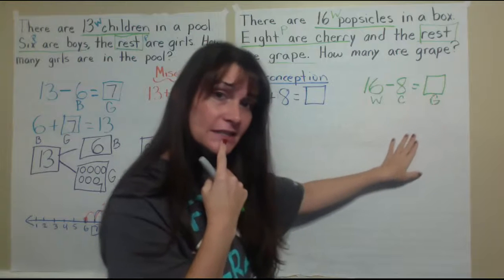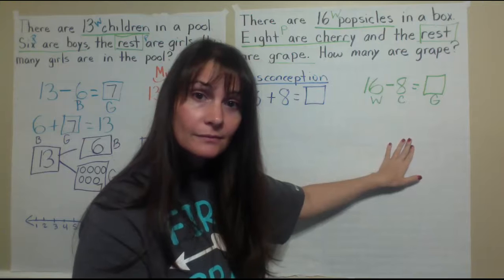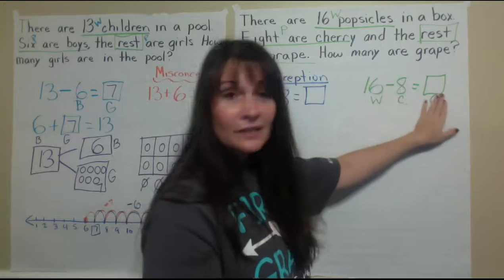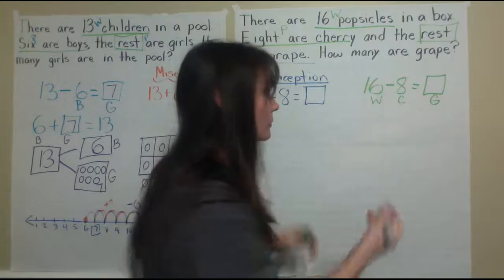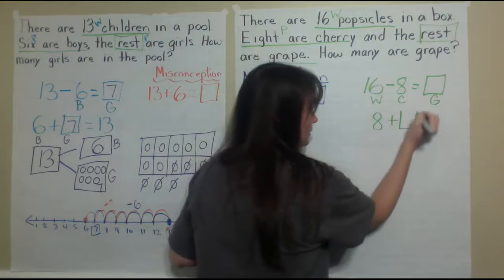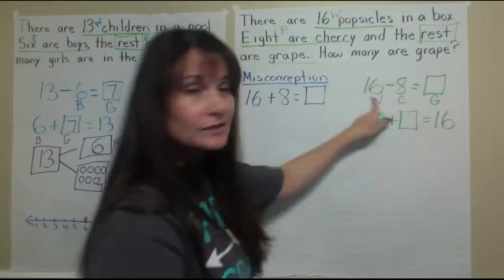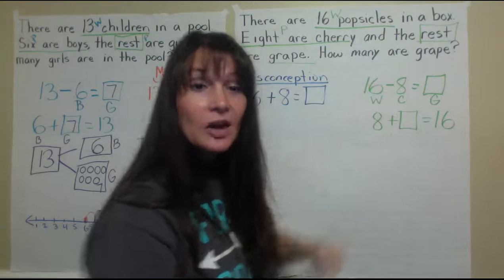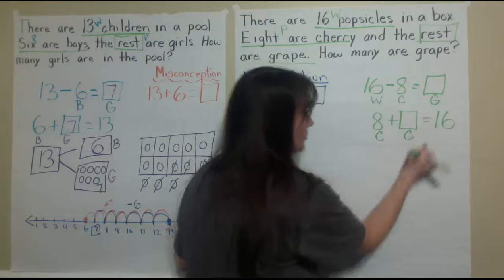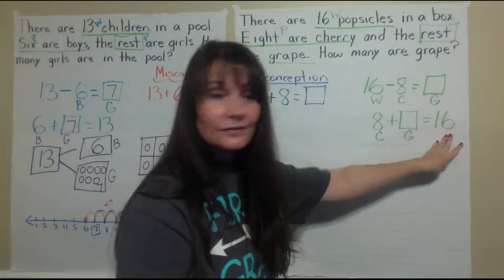Is there an addition sentence that would also help me figure out that answer? That's right. If a whole minus a part gets the other part, then I know one part plus the other part will give me my whole. So I can think my addition or my subtraction fact to help me solve this problem. I know that these are cherry, these are grape, and when you put them together, you have 16. That's our whole.